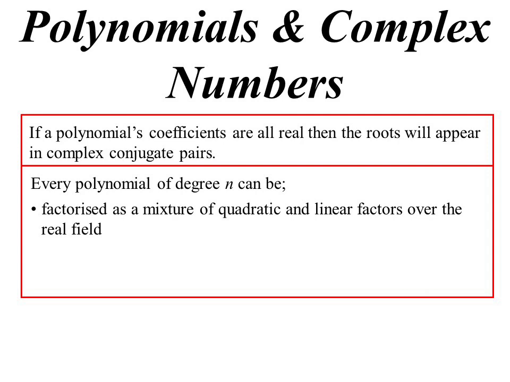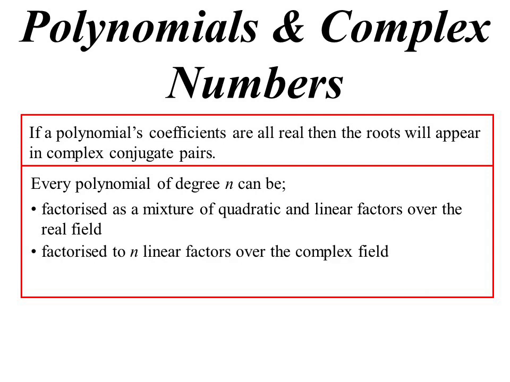So every polynomial can be factorized down to be a mixture of quadratic and linear factors if we just use real numbers. There are some quadratics that are what we call irreducible, so you can't bring them down to linear factors. But if we go into the complex field, then they can all be broken down. So whatever the degree of the polynomial is, that's how many linear factors you would end up with. So a quadratic 2, a cubic 3, and so on.